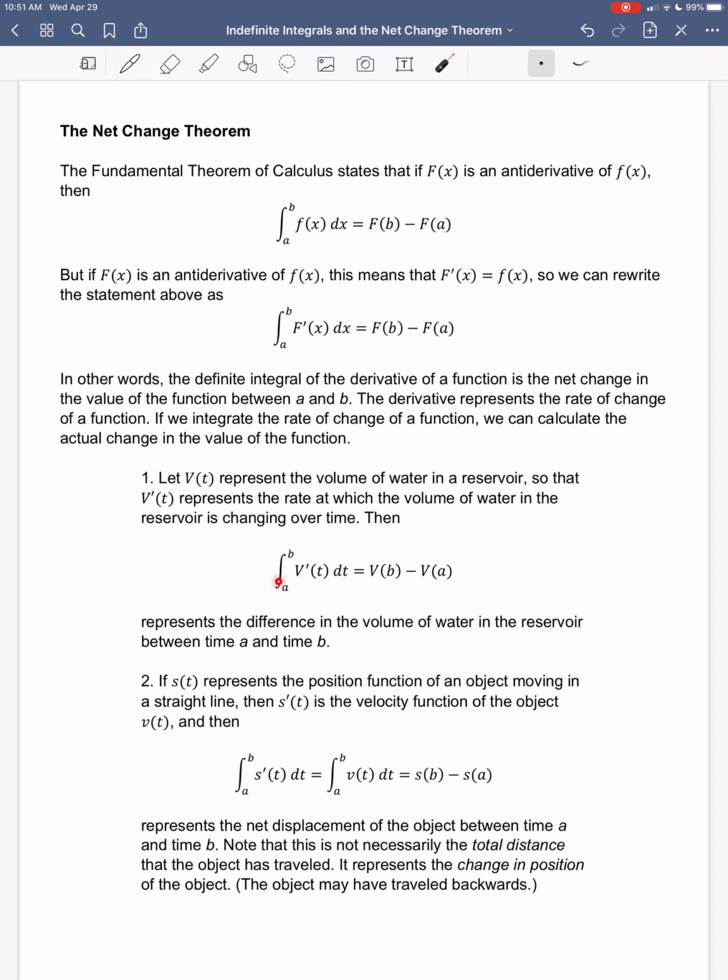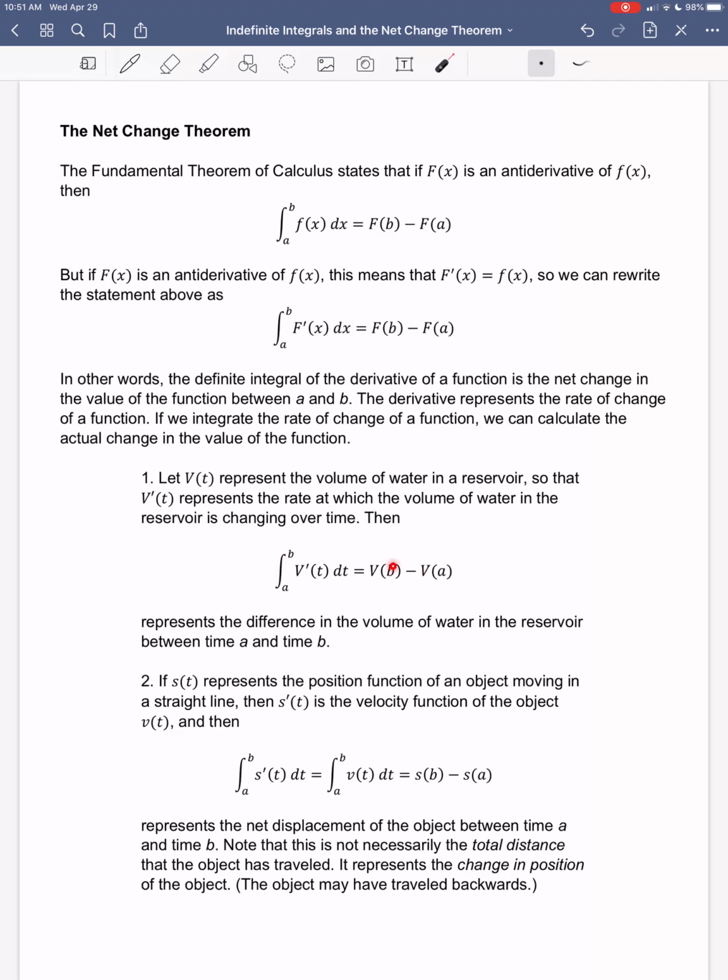So then if I integrate V prime of t, well, taking the integral of the derivative gets me back to the original function, but I have to evaluate it at these endpoints. So capital V of b minus capital V of a. So it represents the difference in the volume of water in the reservoir between time a and time b. Right? We take the volume that's there at time b, we subtract the volume at time a.